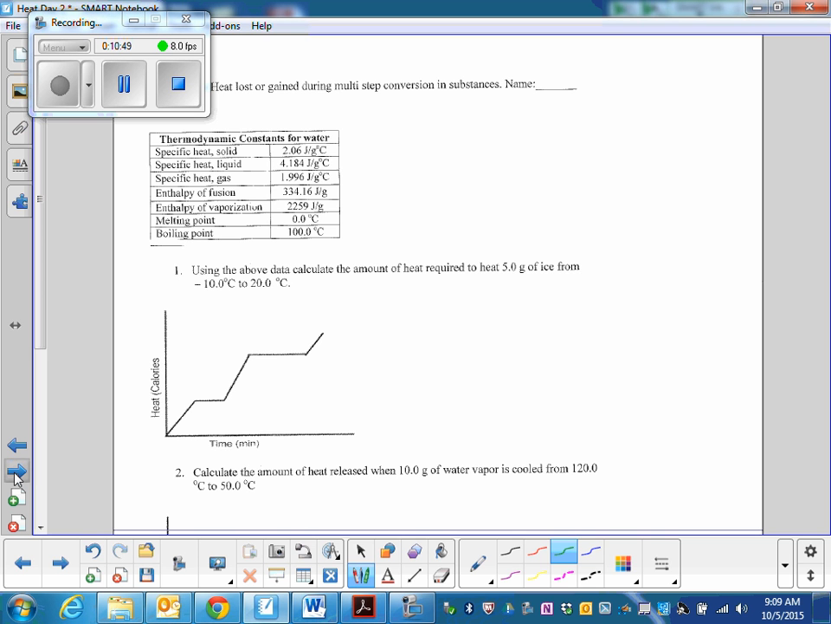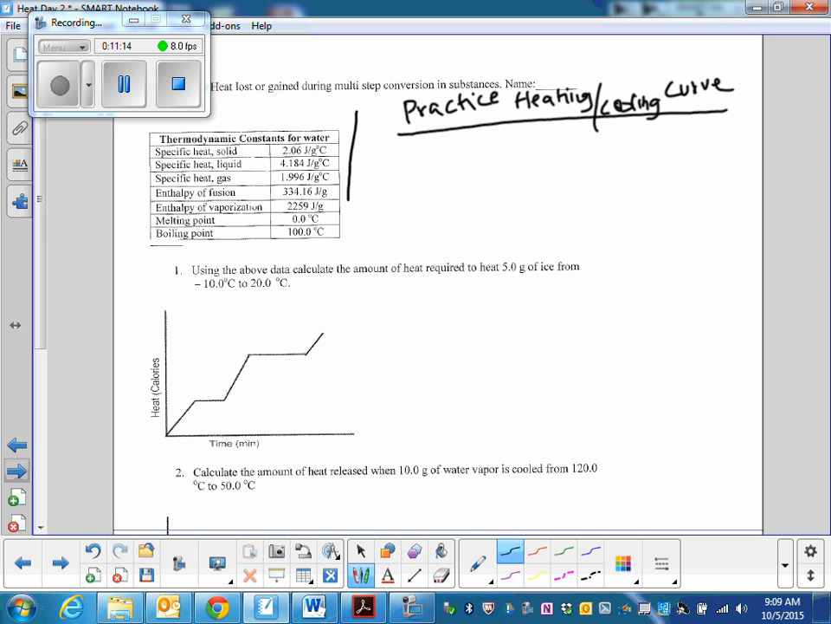Okay. I need all of you to write a practice problem here. Write down practice heating cooling curve. Write that down. Practice heating cooling curve. Alright? I know this table is here, but I'm going to make up 2 different numbers just for the practice heating cooling curve. Is everybody with me?